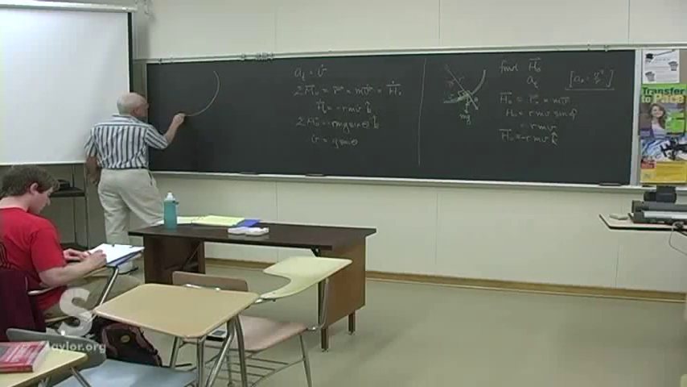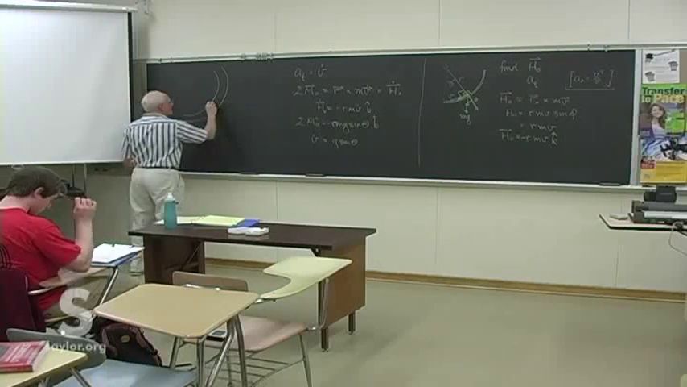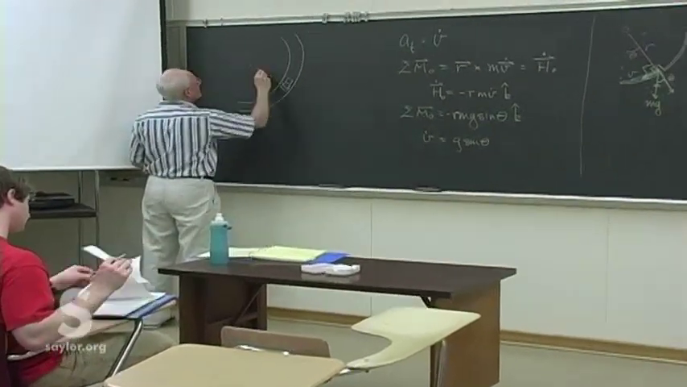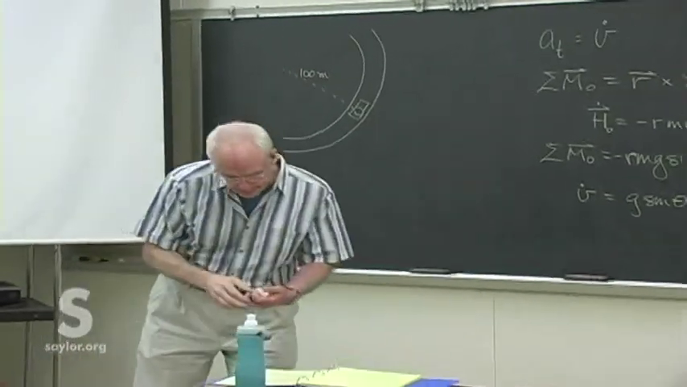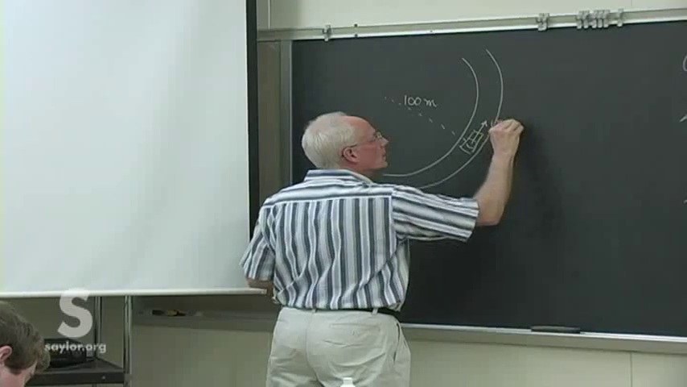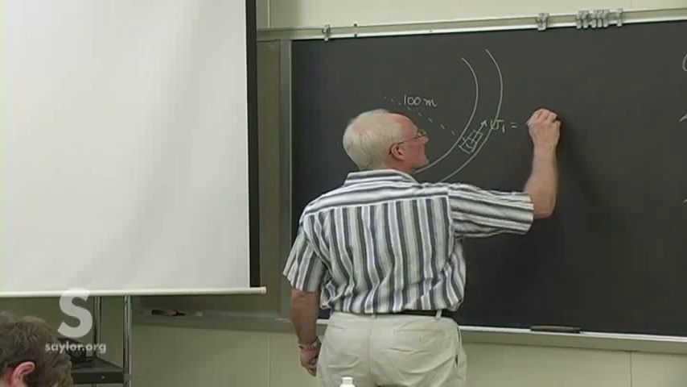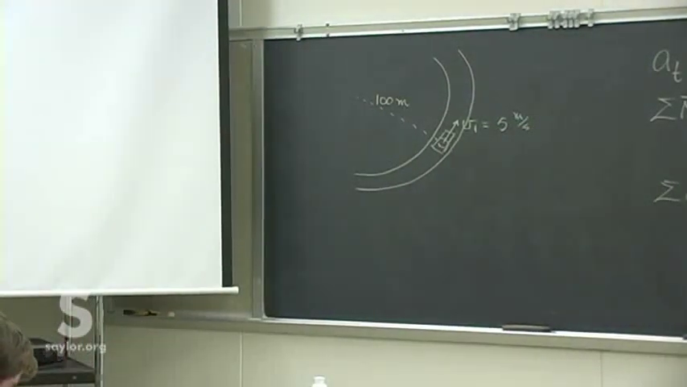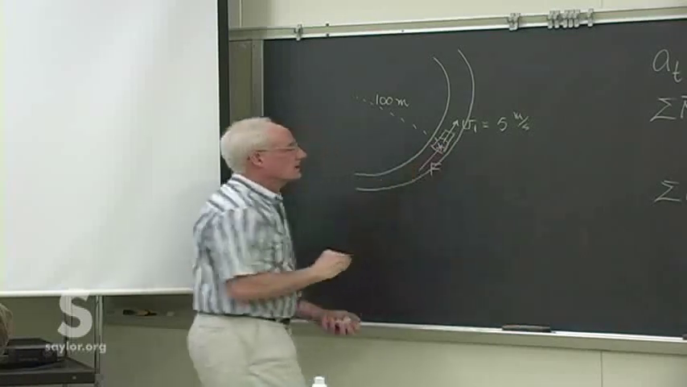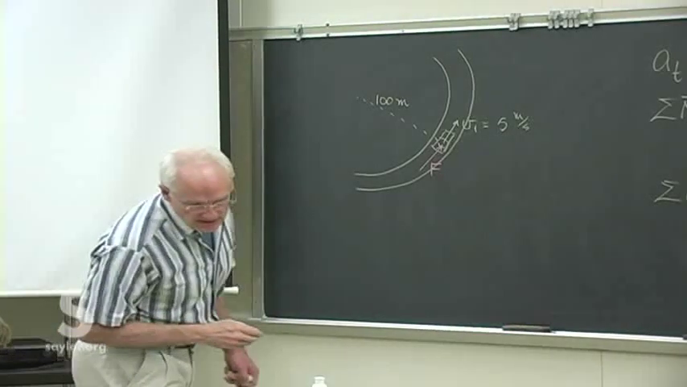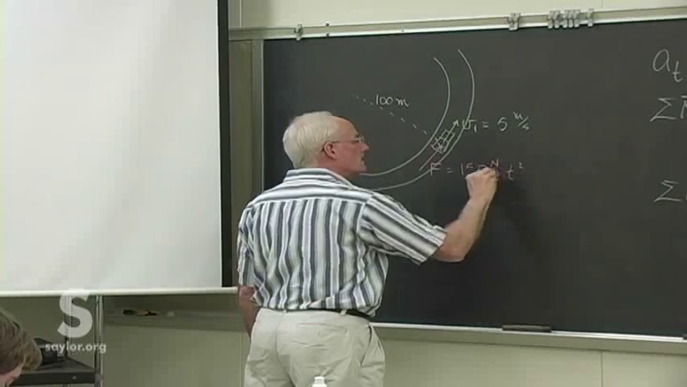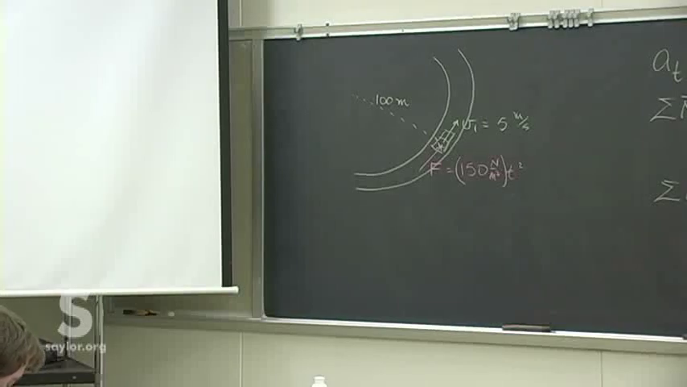Let's try another problem. So here's a circular track with a car going around the track. It's a 100 meter radius corner. At this instant, we'll call it 1, it's got a speed of 5 meters per second. And at that moment, the driver hits the gas, gives it some force that accelerates the car along the track. And the force is a function of time: 150 t squared, where t is in seconds.